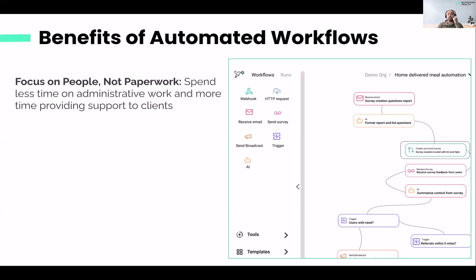All right. So let's talk about the benefits of automation and automated workflows, right? As I mentioned earlier, the goal is to focus on people, not paperwork. We know everyone in this industry is strained, right? There's capacity challenges. There's more work and members and clients to provide services to than we can handle. So our whole philosophy is, how do we take that menial work off of your hand so that you can focus on delivering the quality care to your clients?